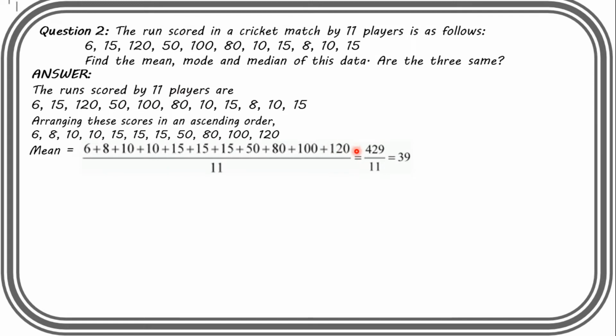So here we get the answer 429 upon 11. After adding this, we divide it by 11. So we get 39.